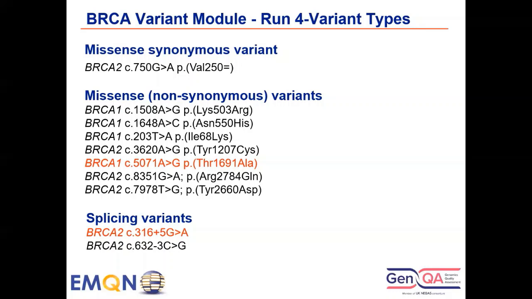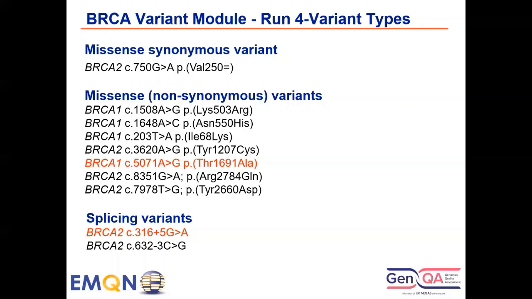Threonine 1691 alanine. Next one is BRCA2 c.8351 G to A, p.arginine 2784 glutamine. And finally in that list, another BRCA2 variant, c.7978 T to G, tyrosine 2660 asparagine.